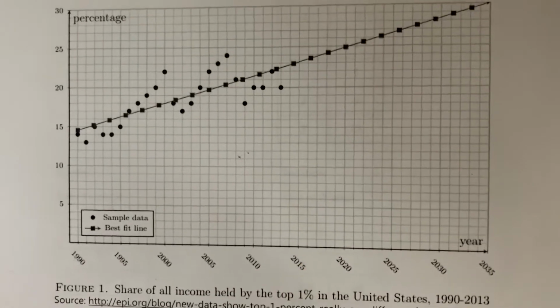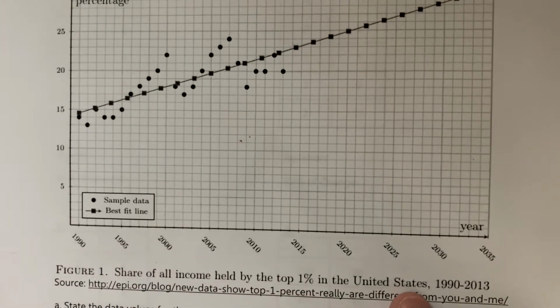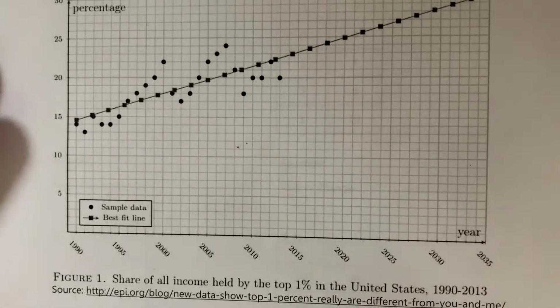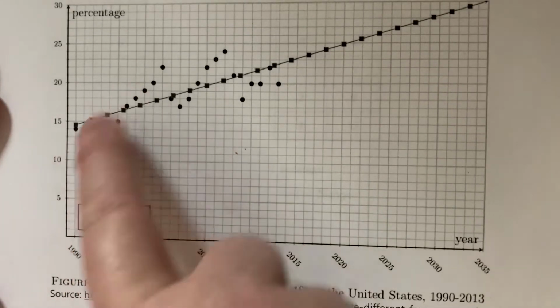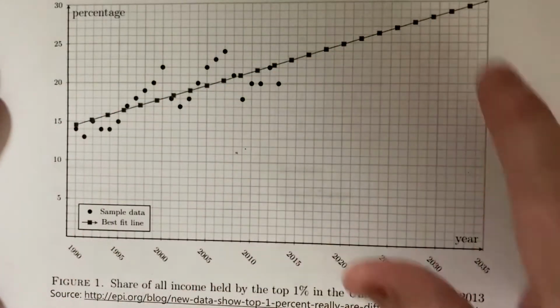Let's read what it says down here. It says figure 1, the share of all income held by the top 1% in the United States from 1990 to 2013. And then there's a source. Good, they didn't plagiarize. You always got to put your sources there. And there's dots here, but then there's this line. This is called a trend line.